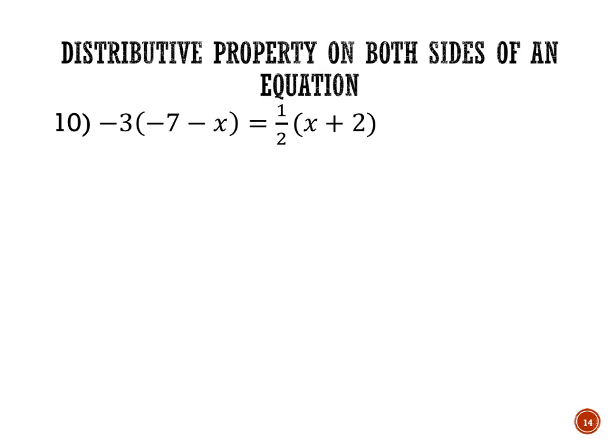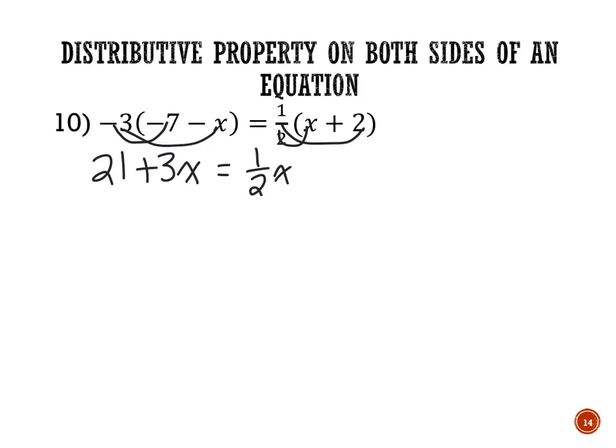Distributive property on both sides of an equation. Negative 3 times negative 7 minus x equals 1/2 times x plus 2. Distribute my negative 3 into my parentheses. So negative 3 times negative 7 gives me positive 21. Negative 3 times negative x gives me positive 3x, equals 1/2 times x gives me 1/2 x. 1/2 times 2 gives me positive 1.